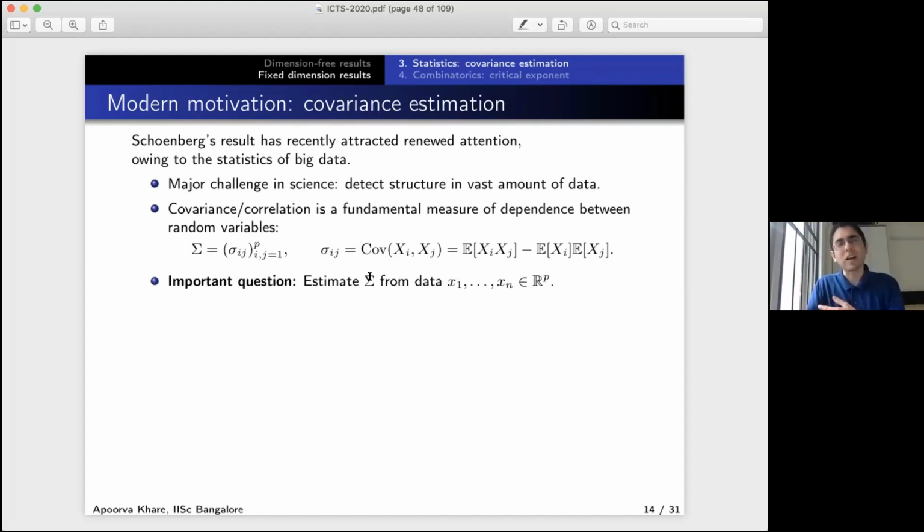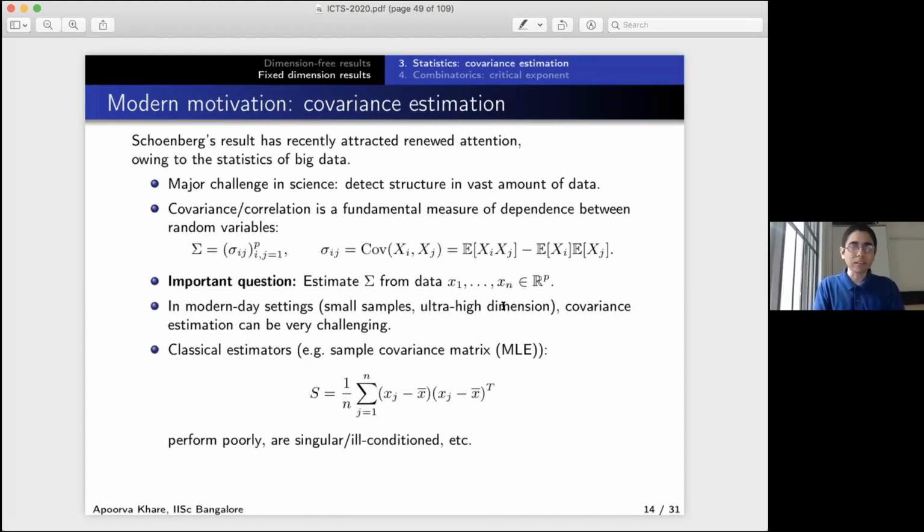Nowadays there are, as I said, hundreds or thousands or even more random variables, which makes collecting data itself expensive. Storing and working with it is computationally expensive. And so this is a hard problem, because now you have few samples and many variables.